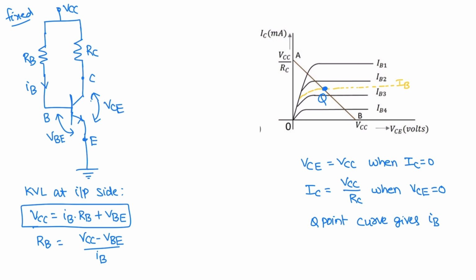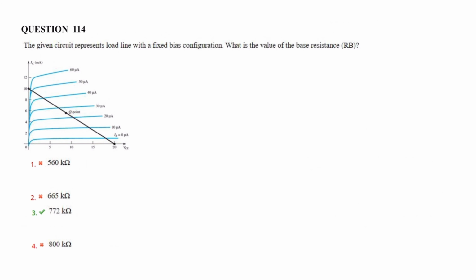From the DC load line graph, the VCE axis is the x axis and the IC axis is the y axis. VCE is equal to VCC, the supply voltage, when IC is 0, and IC is VCC by RC when VCE is 0. The Q point gives the base current IB. Here this is the Q point. The Q point exists on the base current curve IB, which is in between 20 and 30 microamperes. It is 25 microamperes. Base current IB is 25 microamperes.